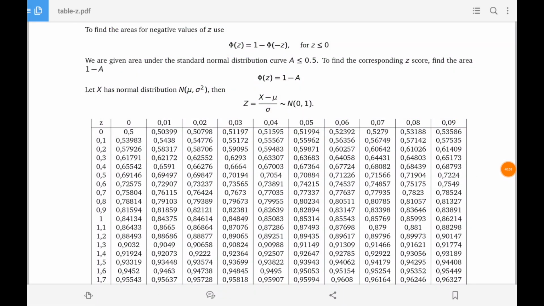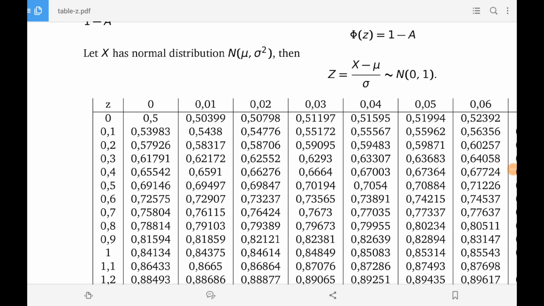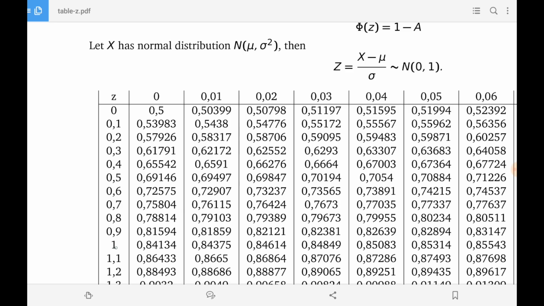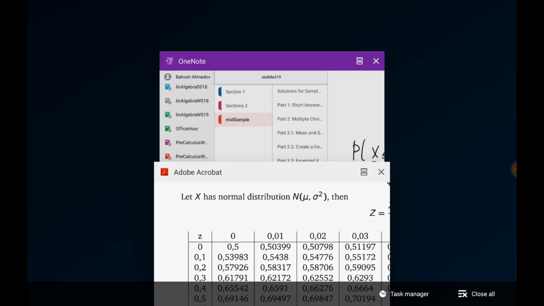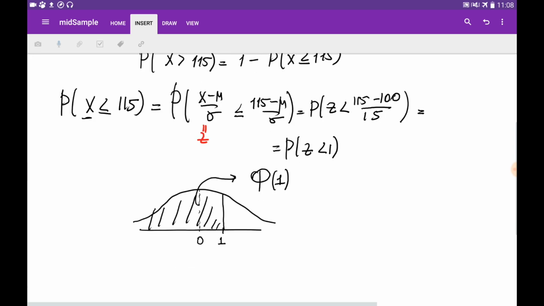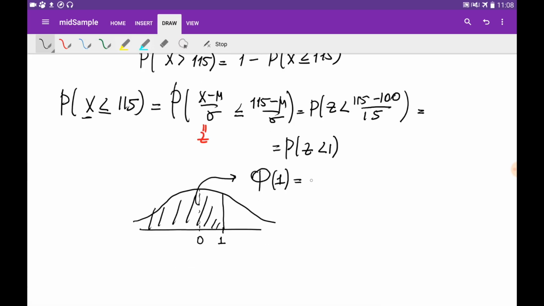So this is the cumulative distribution table. From here, I need to find the value of the probability for z equal to 1. So when z is equal to 1, I need to find 1 from the first column and 0 from the first row, so that their sum is equal to 1. It's going to be 0.84134. So I need to substitute it here. So phi of 1 is roughly 0.84, right?